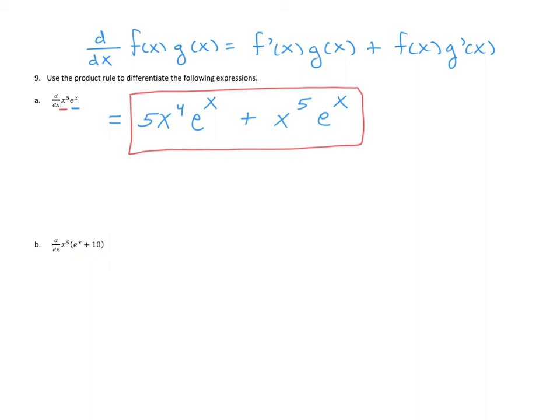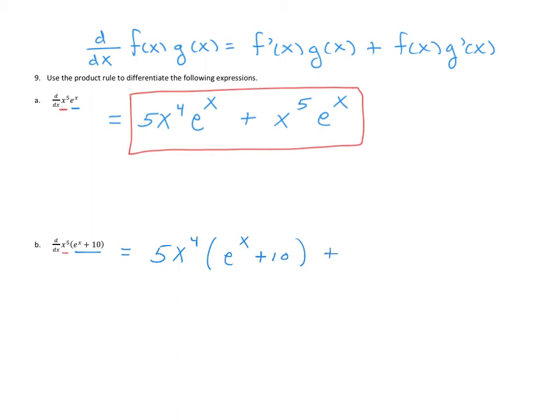Same idea for part B. I see that there is a product of two functions. We have x to the fifth, but we also have e to the x plus 10. You could multiply in this x to the fifth, but I think I'm going to just use these two pieces as my product. So the answer is you take the derivative of x to the fifth, which is 5x to the fourth, and then you just copy down the second piece.